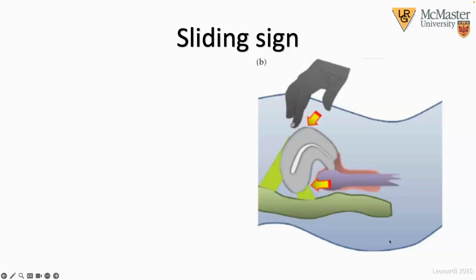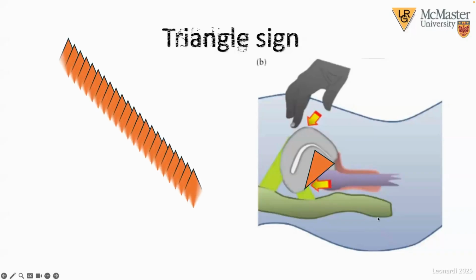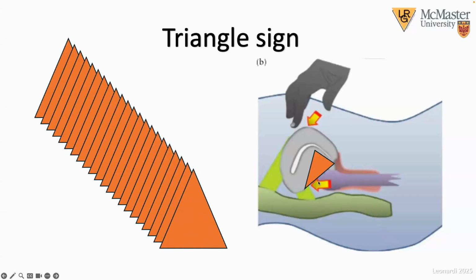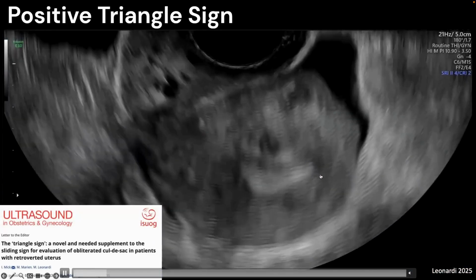Now, the triangle sign is the addition to the retroverted uterus, because this area behind the uterus, you can have a major site of adhesion between the vagina and the back of the uterus. And I'll show you what we mean by this triangle sign.